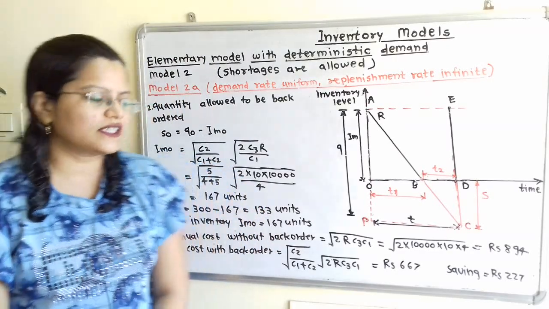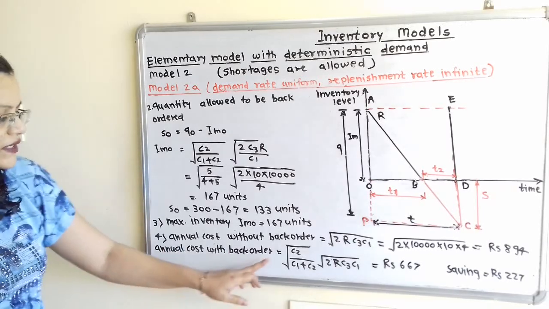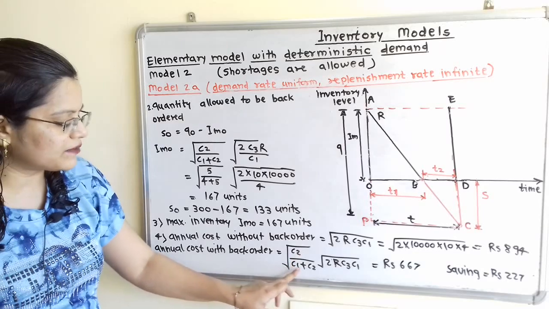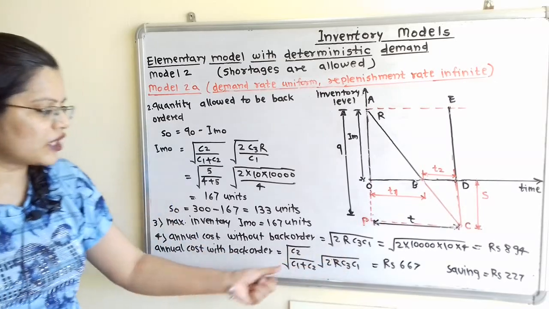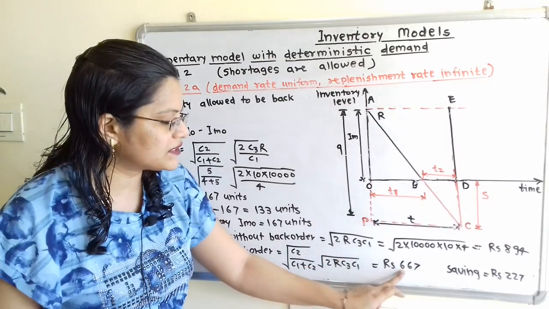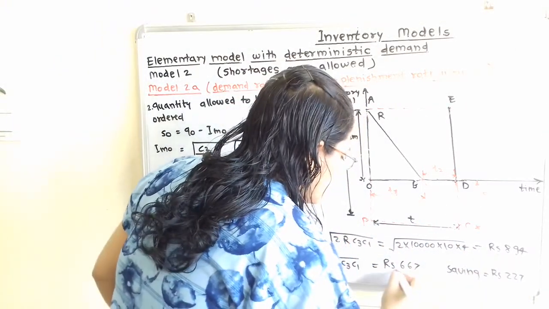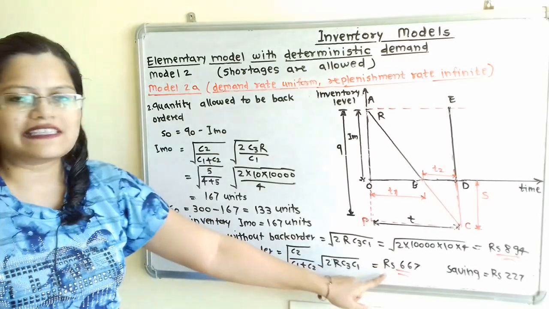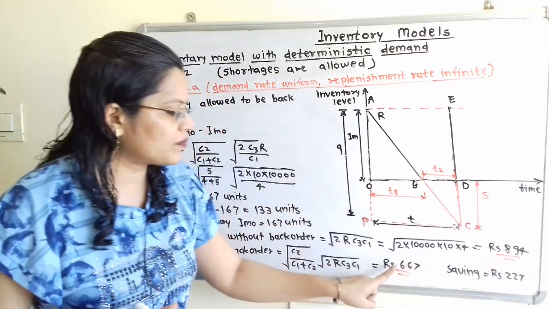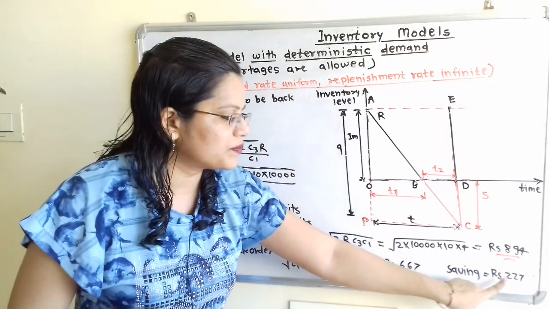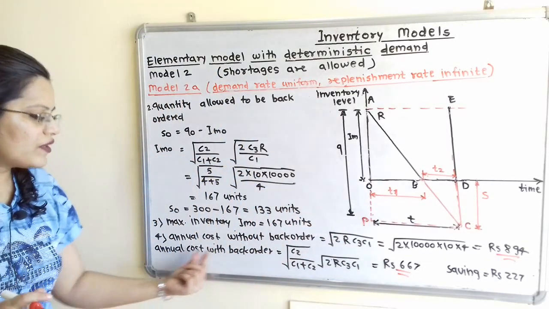Now if we consider the shortages, what is the annual cost with back order? It is equal to under root of C2 divided by C1 plus C2, under root of 2 R C3 C1. All the values are known, and when we put them in, it is rupees 667. Now if we compare these two costs, the cost with back order is less and there is saving. So what is the amount of saving? That is 894 minus 667, that is saving of rupees 227. And we have to follow with back order.